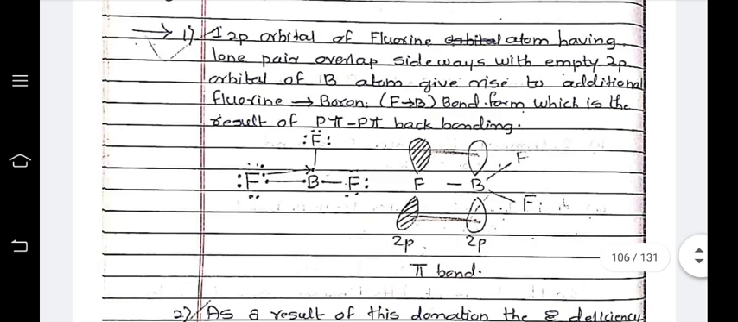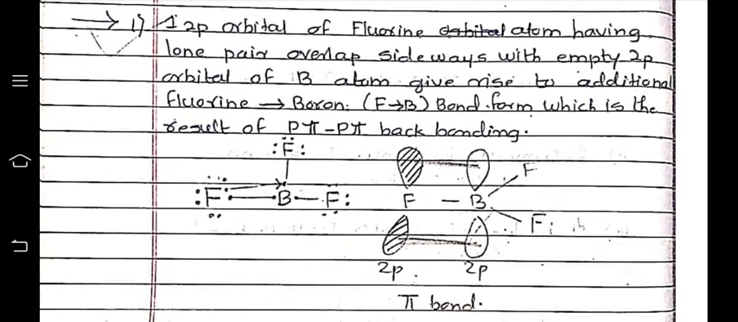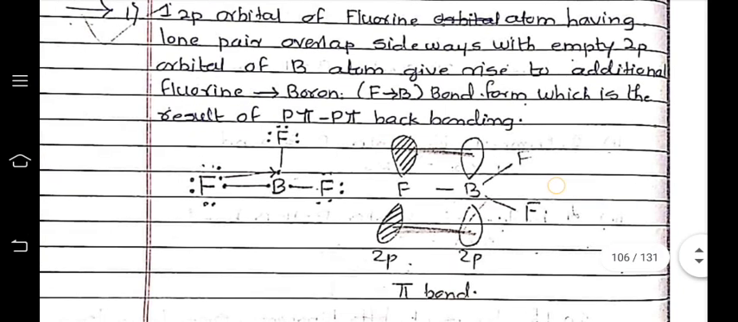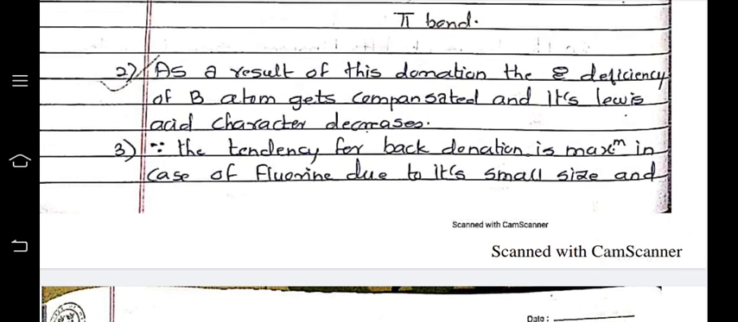So in this case, the 2p orbitals of the fluorine atoms having the lone pair overlap sideways with the empty 2p orbitals of the boron atom, giving rise to the additional fluorine-boron bond, which is the result of the p-pi back bonding. So as a result of this donation, the electron deficiency of the boron atom gets compensated and its Lewis acid character decreases.